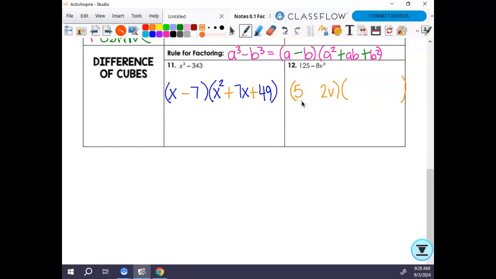I take this one, and I square it, and I get 25. Then I multiply them together, and I get 10v. And then I square 2v, and I get 4v squared. Then go back and do your signs. Same, opposite, always positive. Okay. What questions do we have? So we're going to practice, and then when it comes up, we got to make sure that we can dig it out of our brains. All right, everybody okay with that so far?